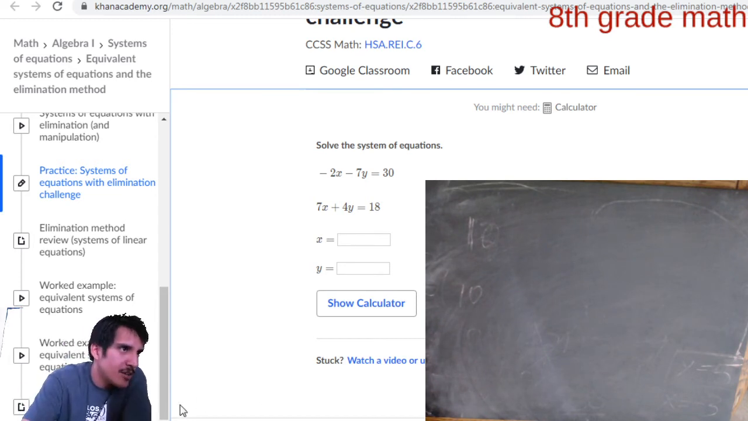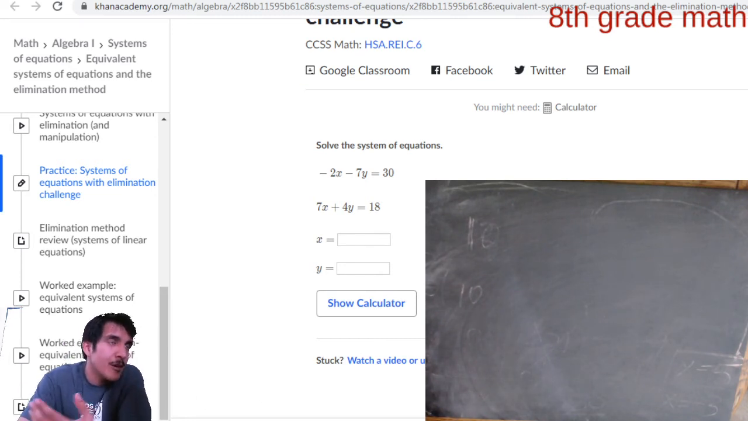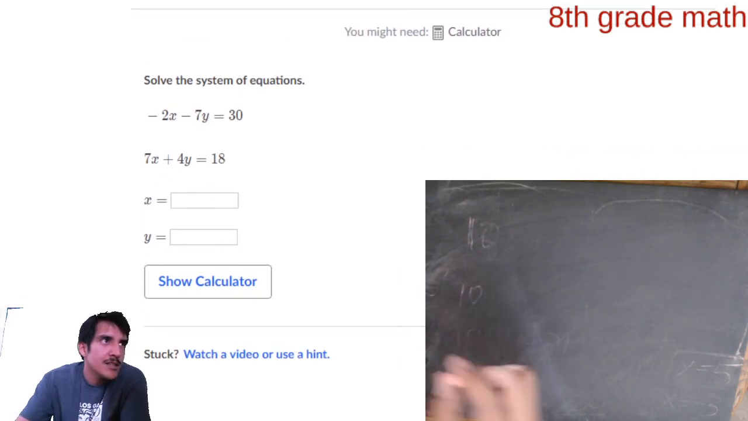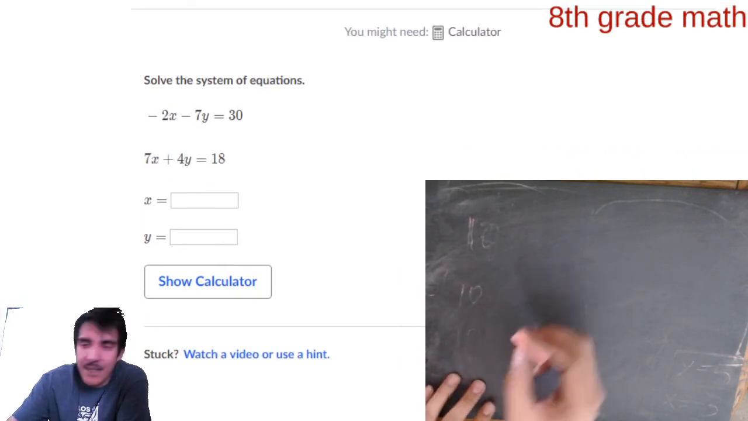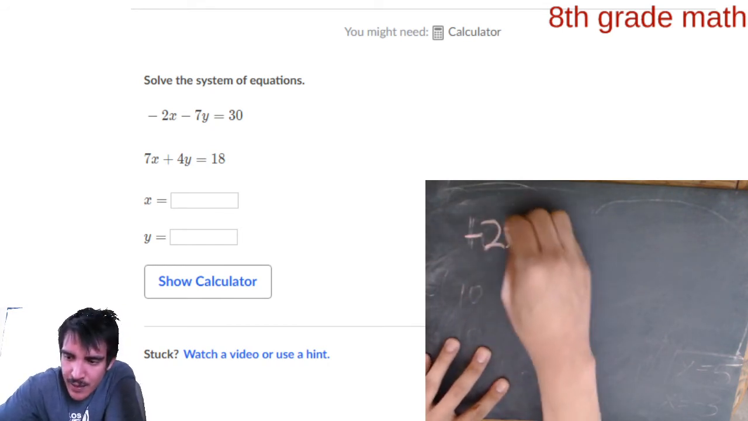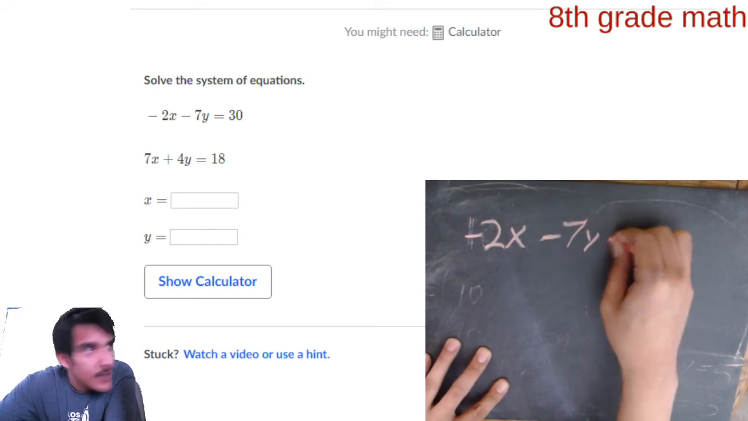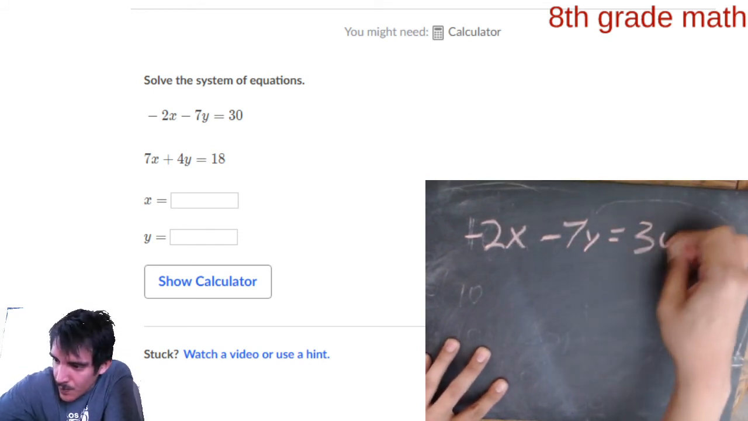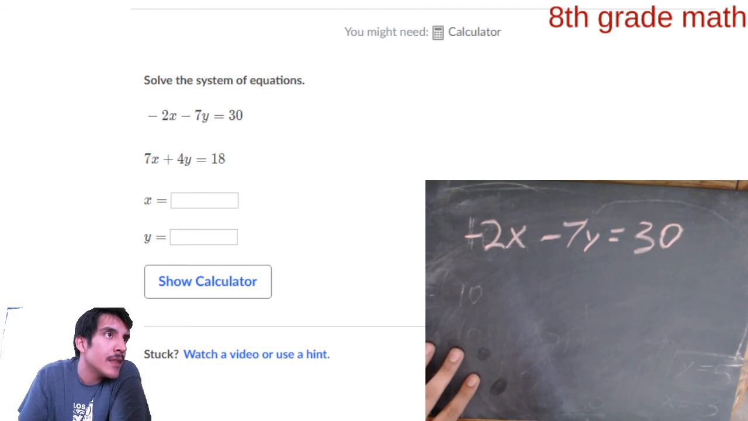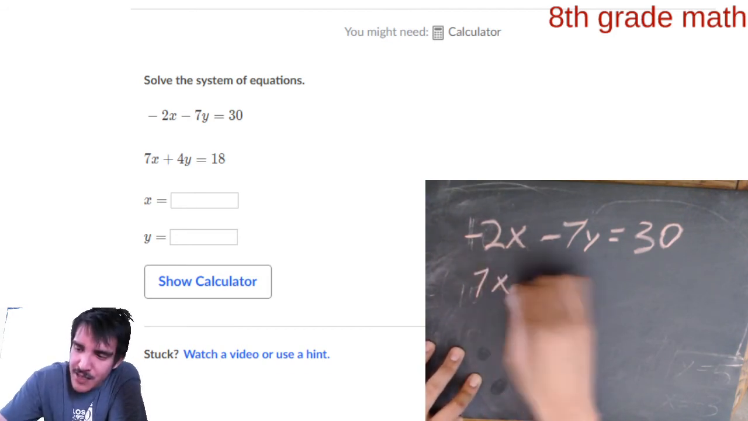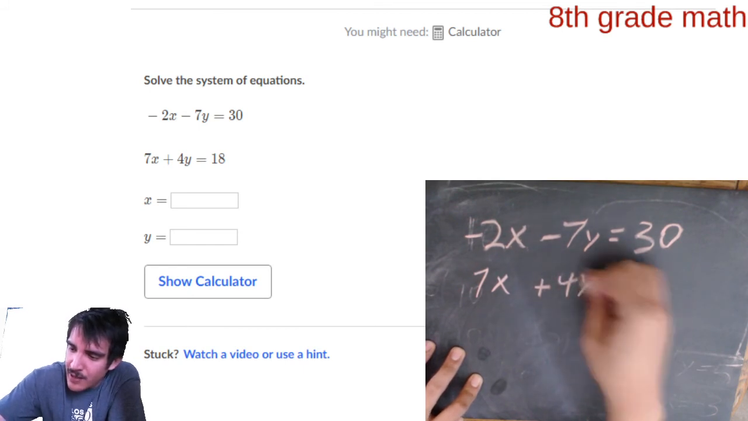Final question. So we have a system of equations, and we are going to grow this real quick because you can barely see it. There you go. So we have minus 2x minus 7y equals 30. And then 7x plus 4y equals 18.